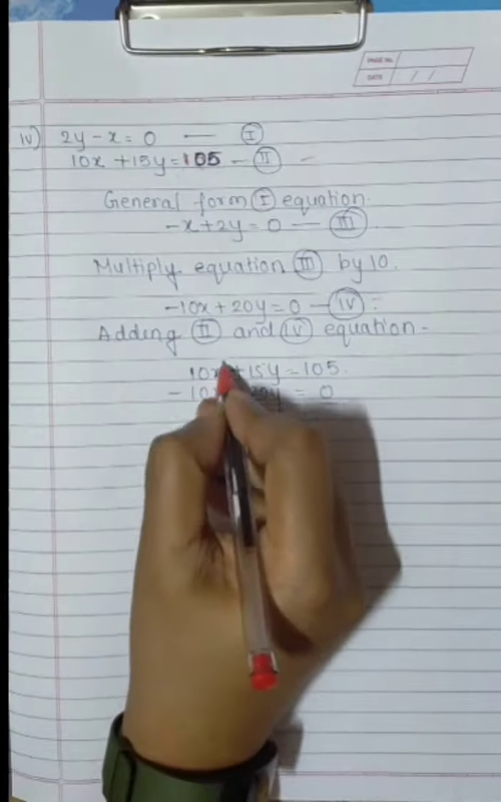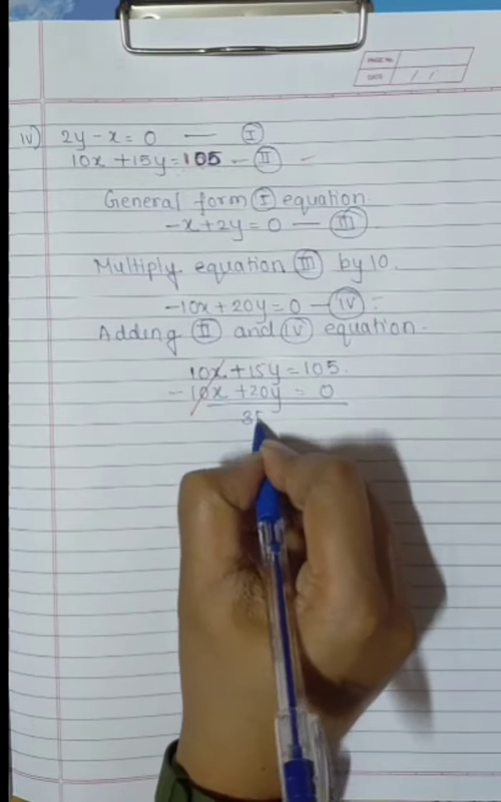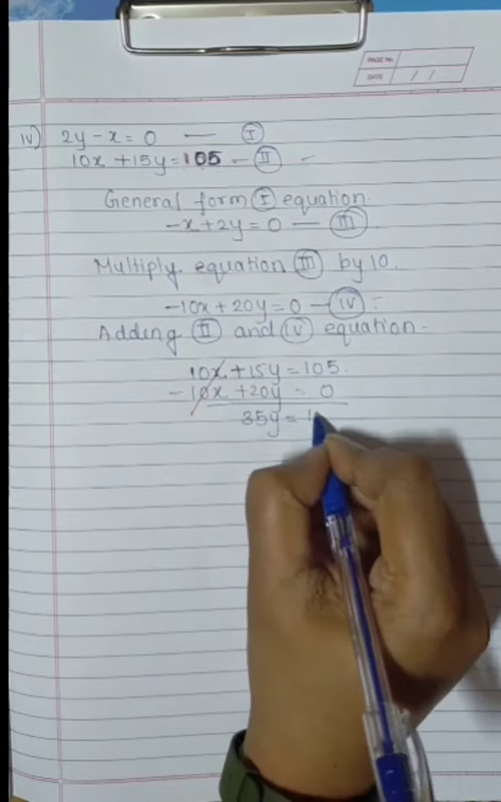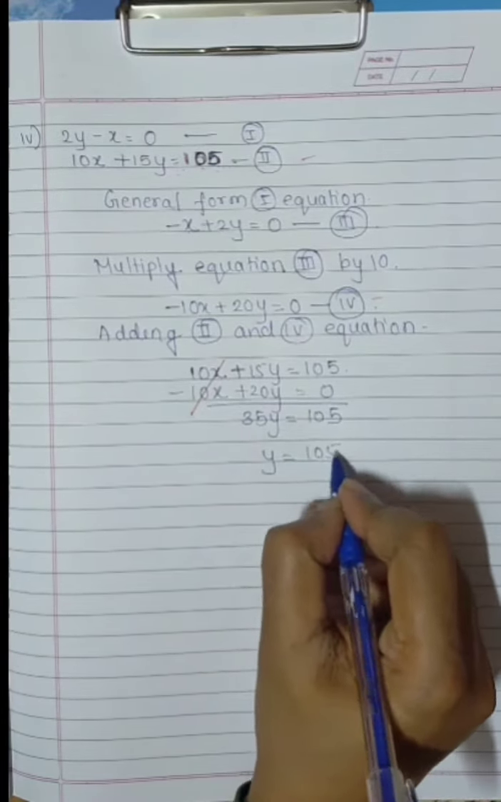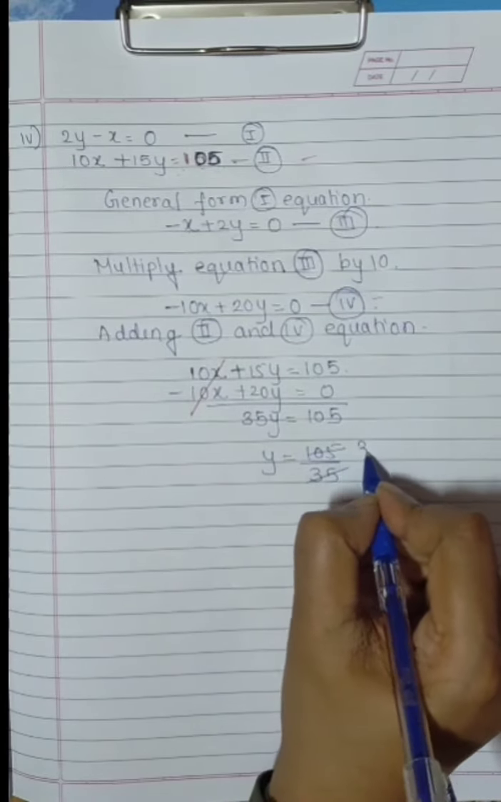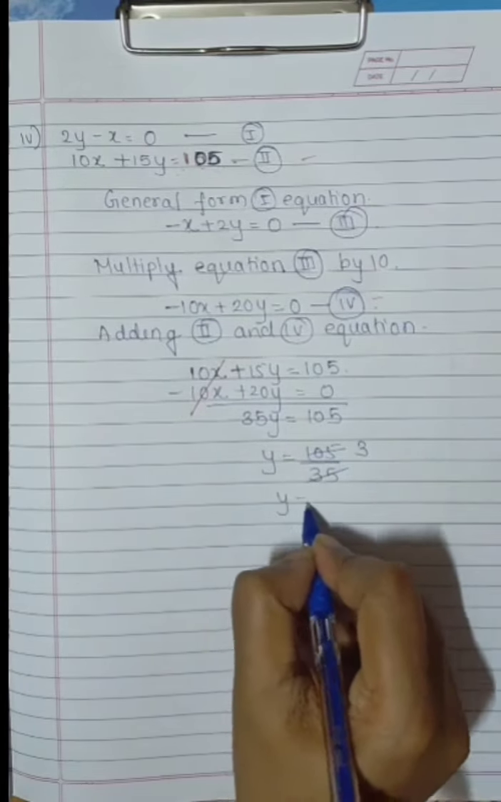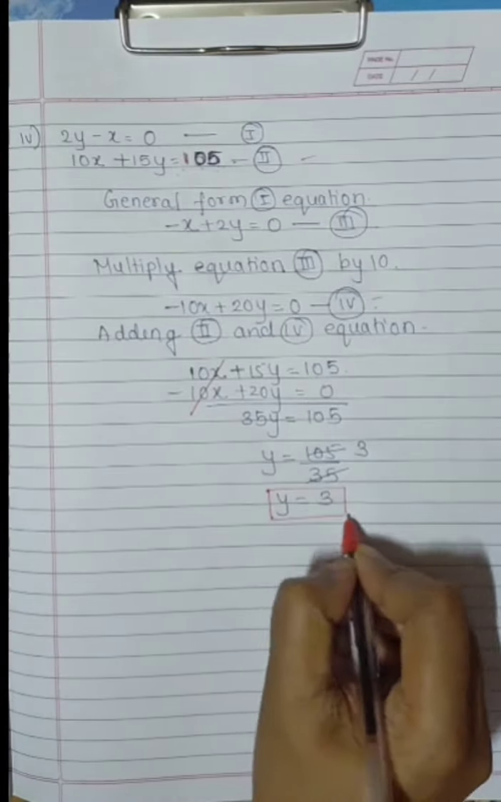Now plus and minus will get cancelled. Now here 35y equal to 105. y is equal to 105 upon 35. 35 will go 3 times. So y is equal to 3. We got the value of y, which is 3.